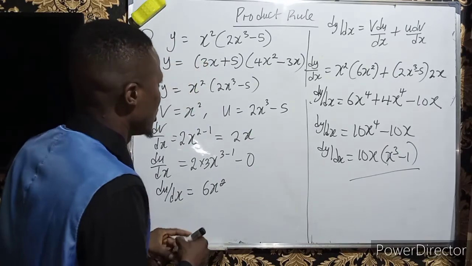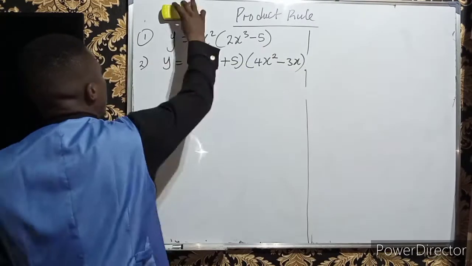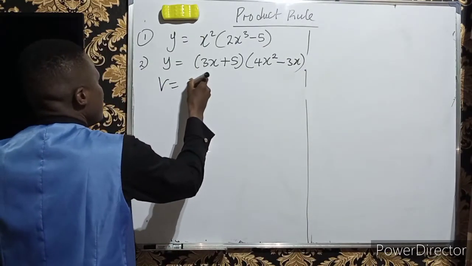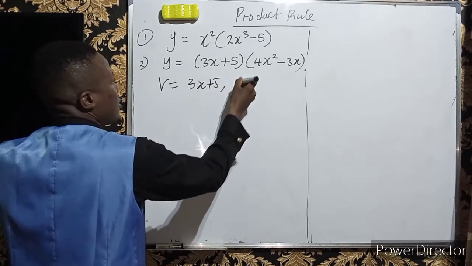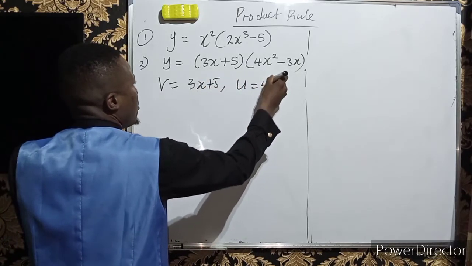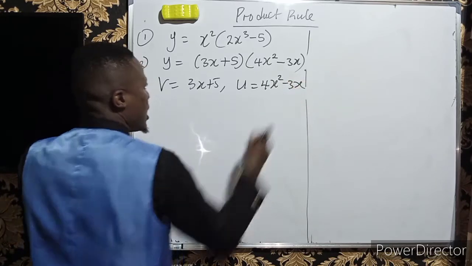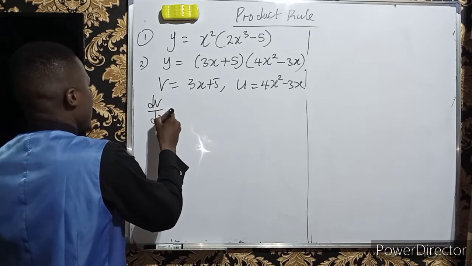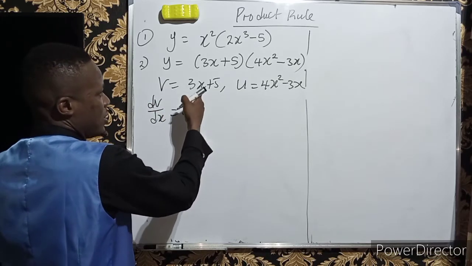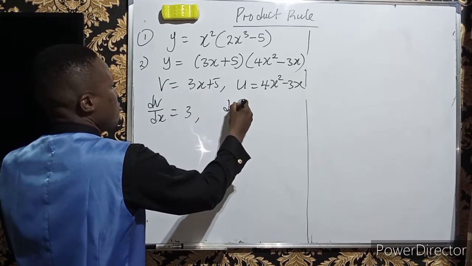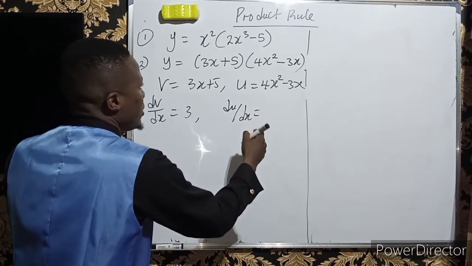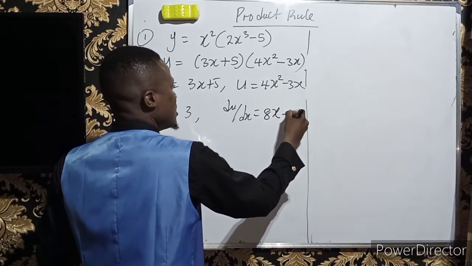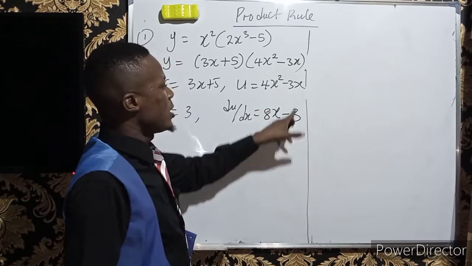So let's go for the second one. For the second function here, I can just say let my v be 3x plus 5 and my u be 4x squared minus 3x. Now the dv dx will just give me 3, when I differentiate this, just 3. Now the du dx will give me 4 times 2, 2 comes down, is 8, so I have just 8x minus 3, because if I differentiate 3x, I'll just get 3.